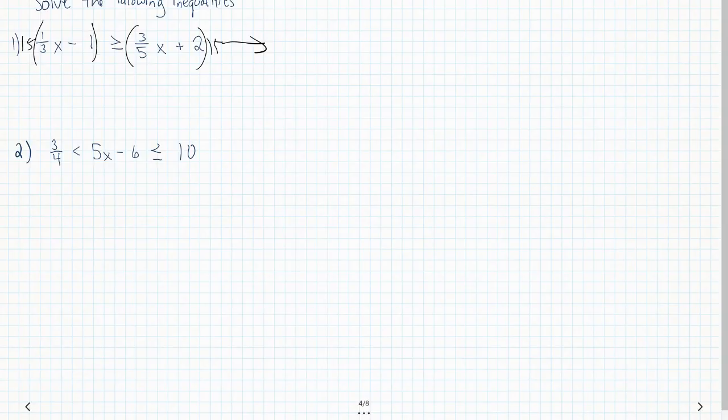So when you go 15 times 1/3, notice that makes 5x. But 15 times negative 1 makes negative 15. So this is greater than or equal to, when we take 15 times the 3/5, notice the 15 and 5 will cancel, make 3. And so you'll have 9x up top there. And then 15 times 2 makes 30, so plus 30. Now what? Well, you want to get the x's on one side. I'd suggest getting them on the right-hand side because you don't have to divide by a negative and worry about flipping inequalities in that case.